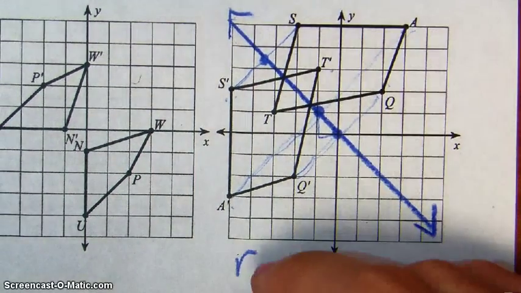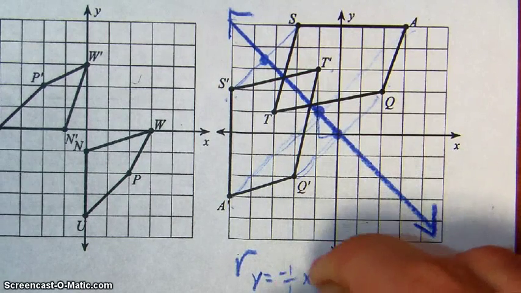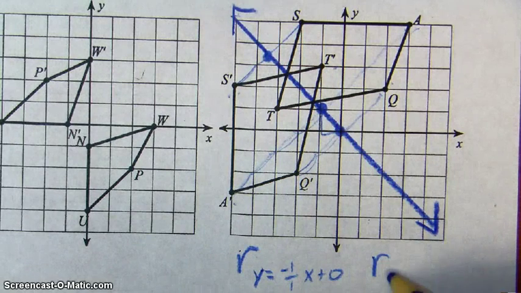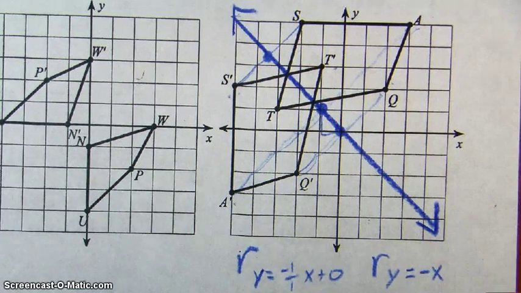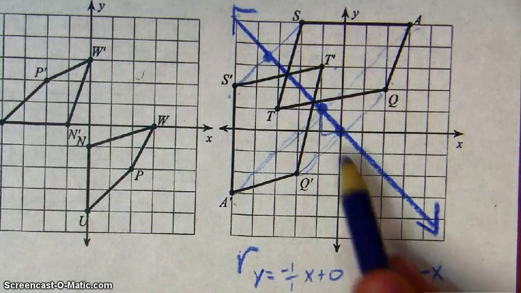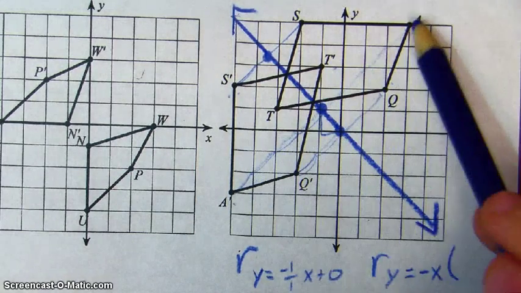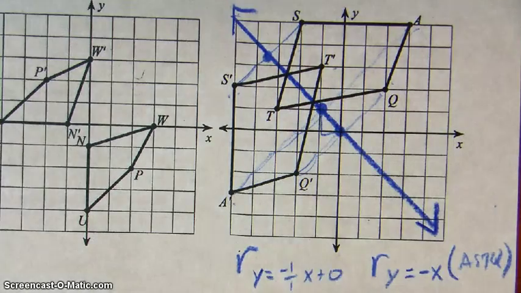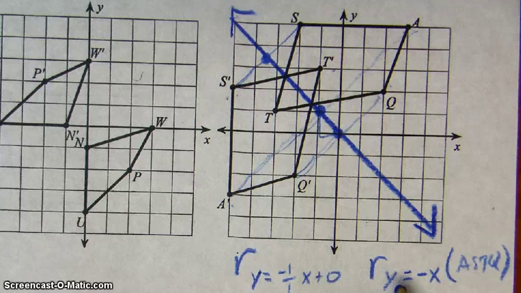So I could write this line as y equals negative 1 over 1x plus 0, but it might be easier just to write it as r and then y equals negative x. Right? So that's the line I'm reflecting over. This is the line y equals negative x. And again, we'll add the points there, A, S, T, Q, and there it is. That's how you describe that line. That is the line y equals negative x.